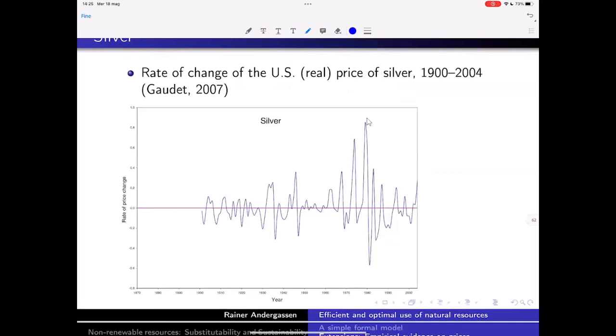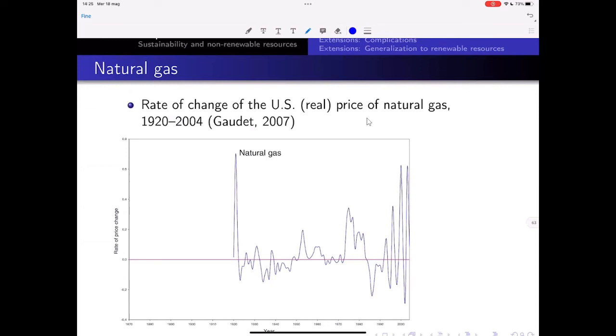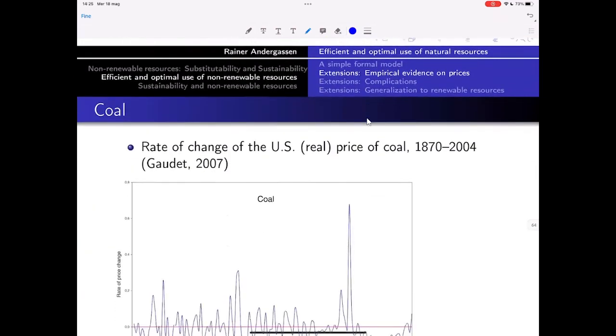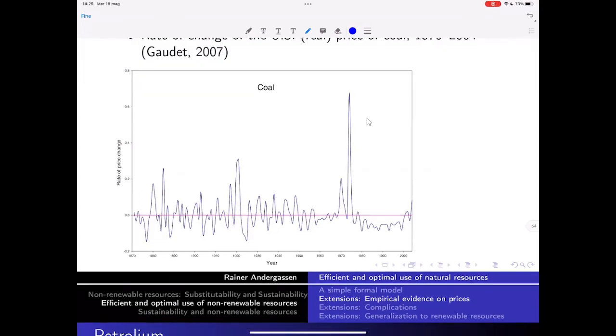So fluctuations are, you see that there is an increase, but then following the increase there is a sharp decline. Okay, and I'm going to argue why this might be the case. So what we are missing in the model we have seen. Coal also here in this case you see increases. You might be interested in this sharp increase. This is related to the energy crisis, I guess.